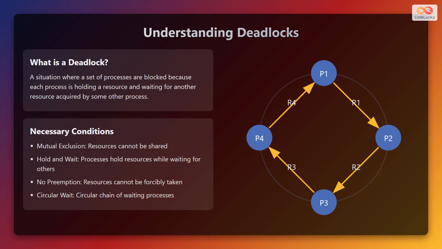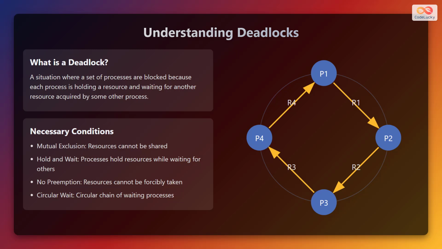Let's start by understanding what a deadlock is. A deadlock occurs when a set of processes are blocked because each process is holding a resource and waiting for another resource that is already acquired by some other process. There are four necessary conditions for a deadlock to occur.